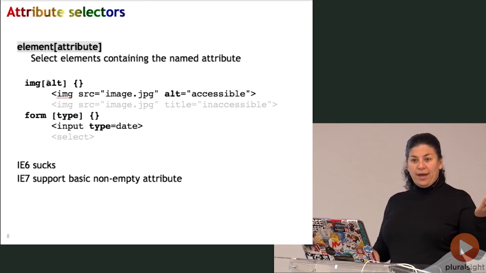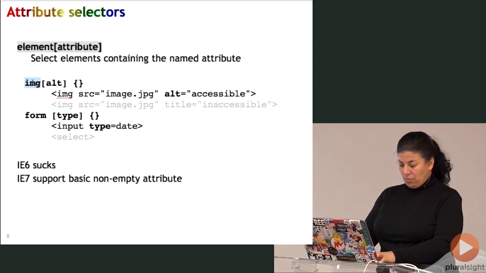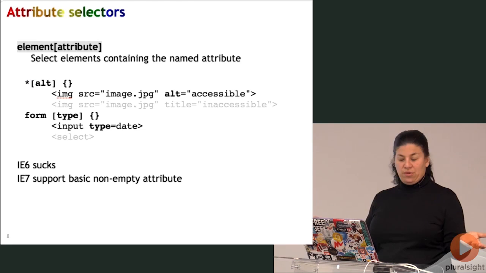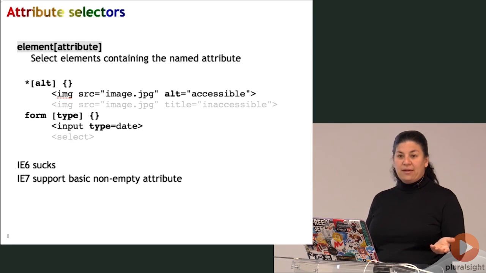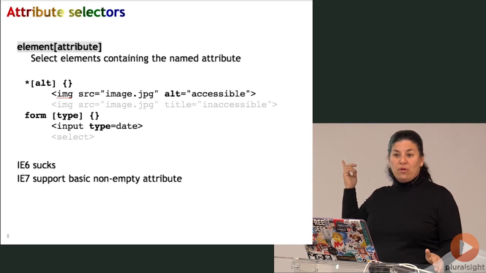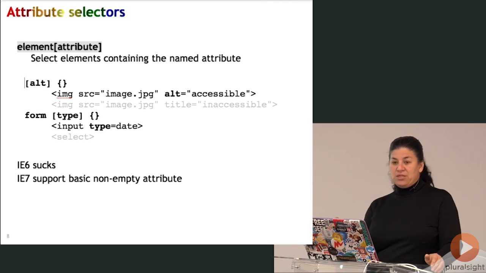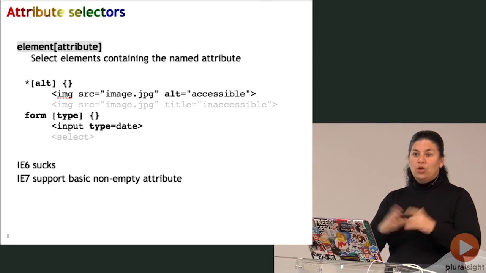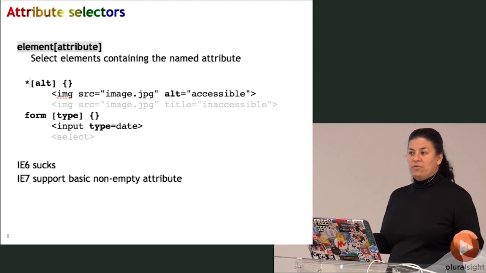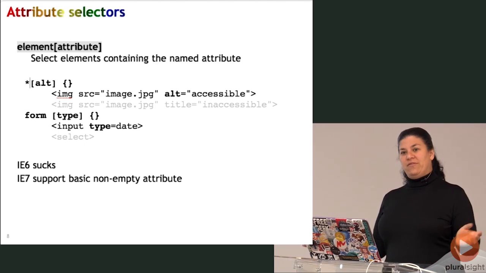You just write your tag, or you don't have to write your tag, because if you don't write your tag, what's really happening is an implicit global selector, and this is an explicit global selector. You don't want to use either of those because of performance. You're basically saying check every single element on this page to see if it has an alt attribute.